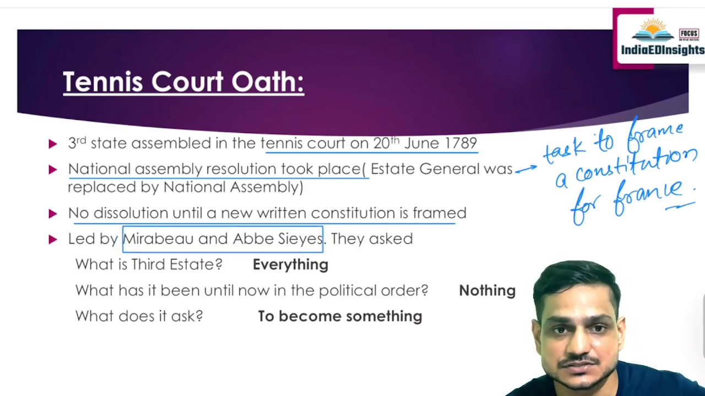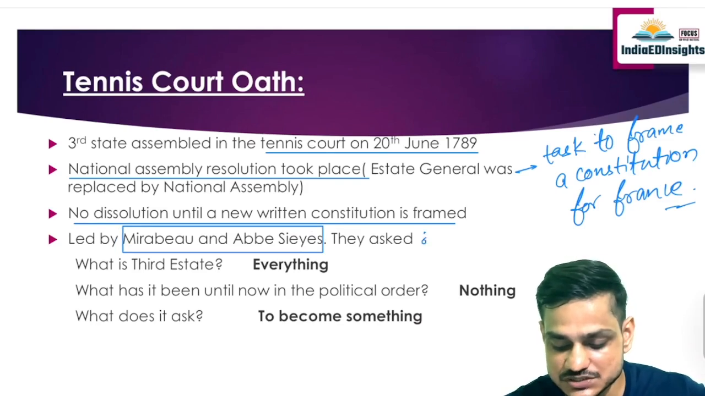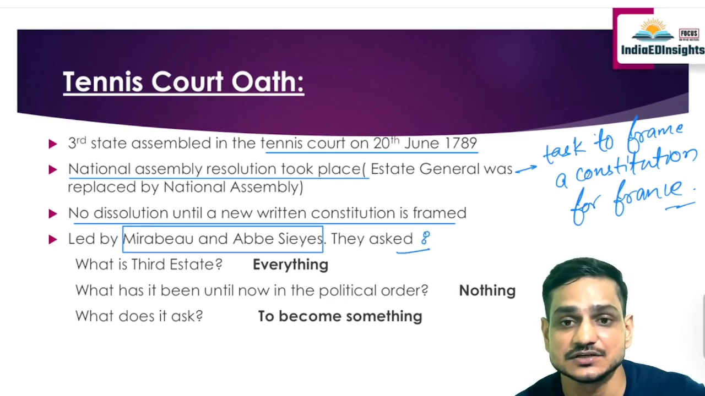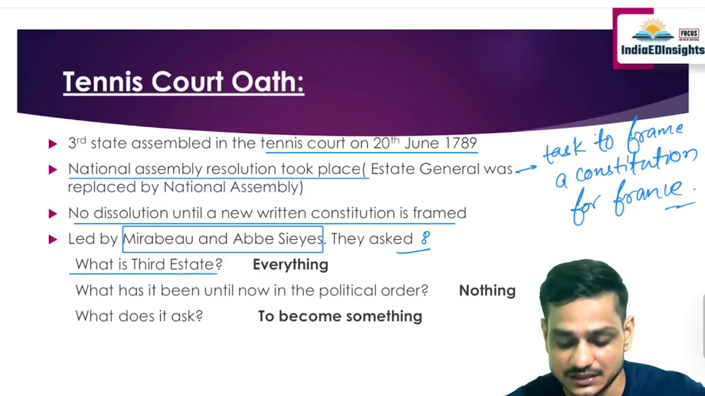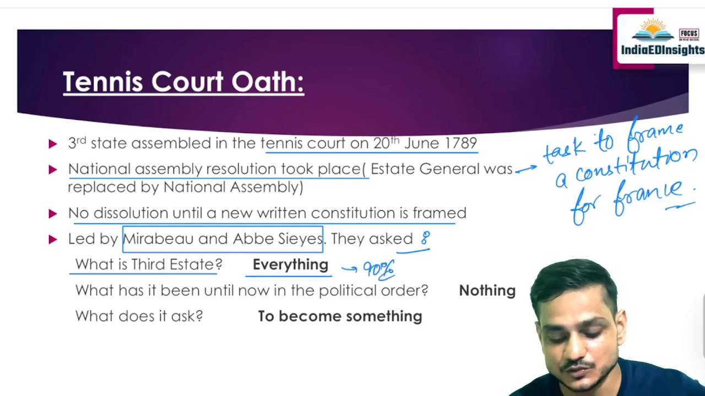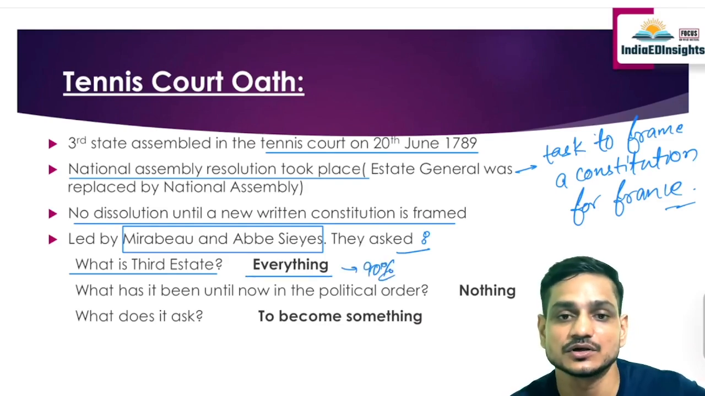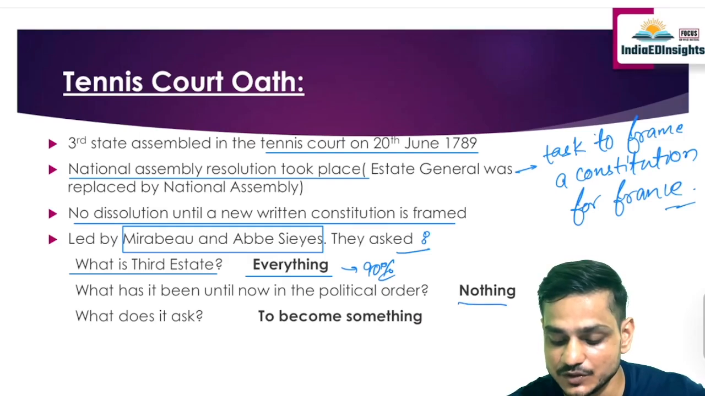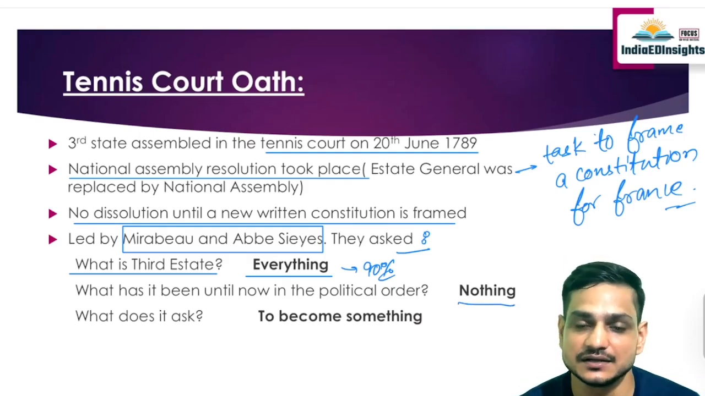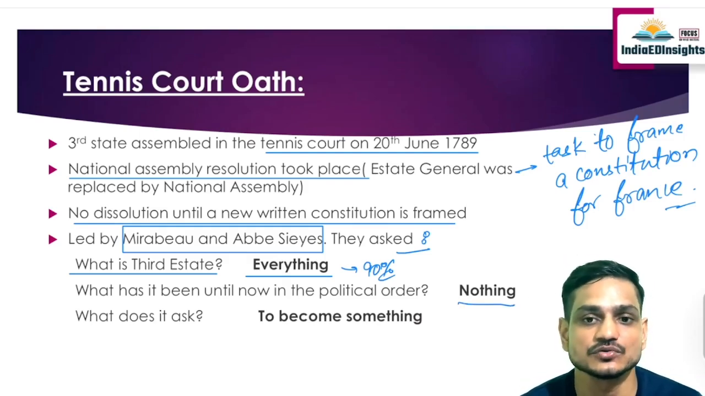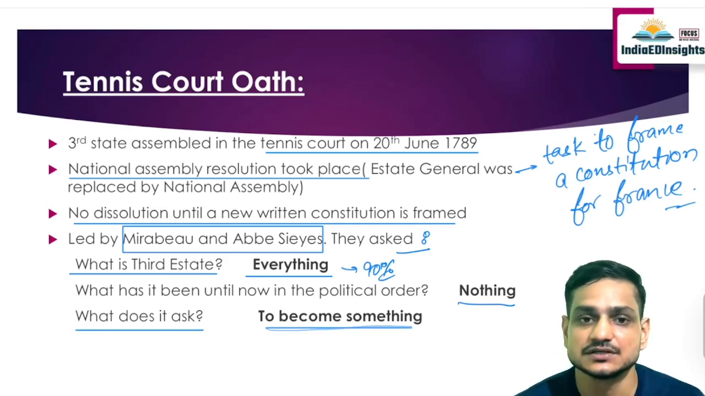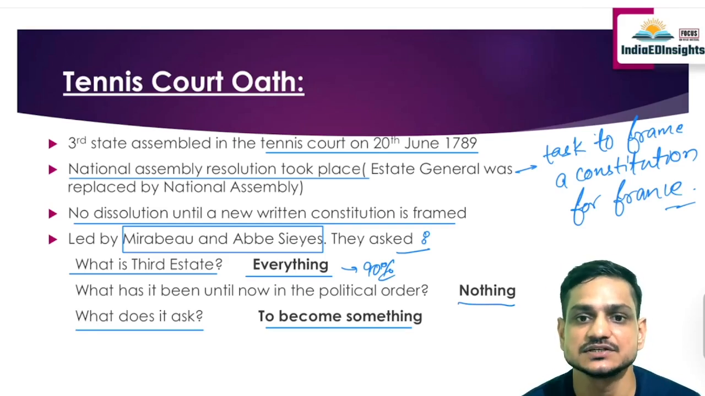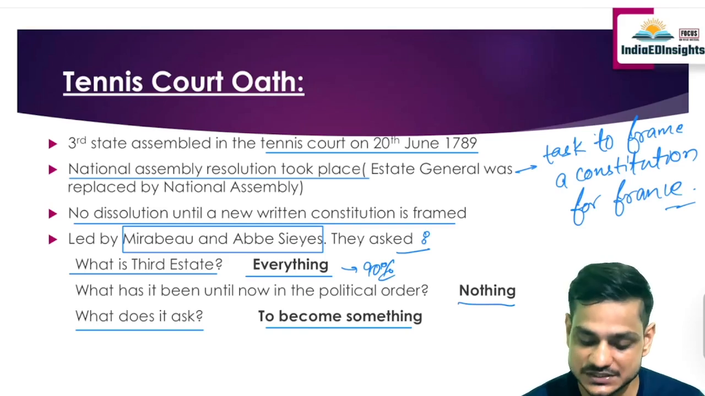So this National Assembly was headed by two important persons, Mirabeau and Abbé Sieyès. Abbé Sieyès asked certain questions to the people. What is the third state? And the people gave the answer: everything. Second question was, what has it been until now in the political order? Nothing. Because the first and second state always come together, and decisions are always taken according to the first and second state. So what does it ask? To become something. So the third state only wants to become something in the political order. These questions were asked by Abbé Sieyès.